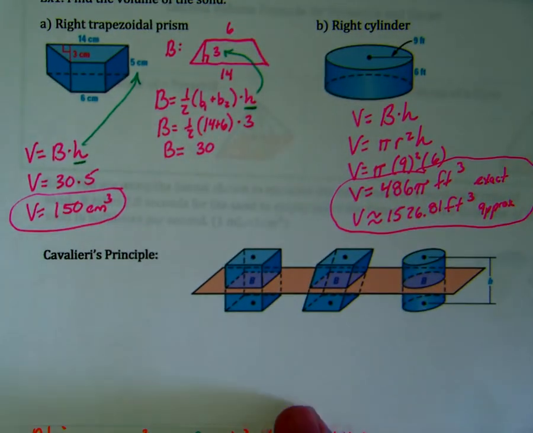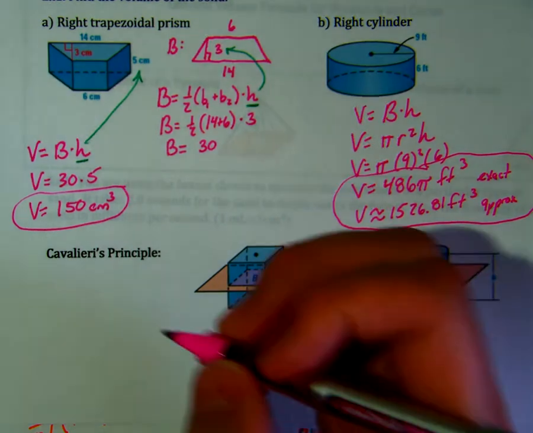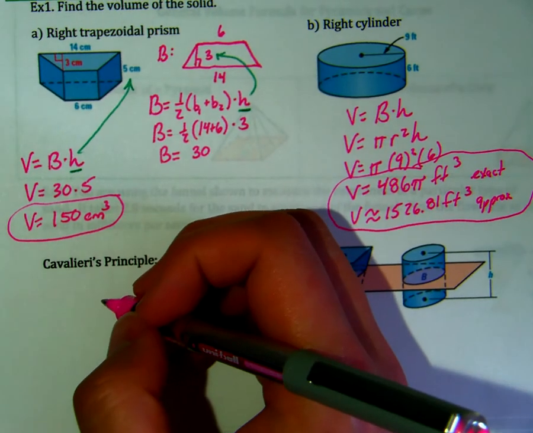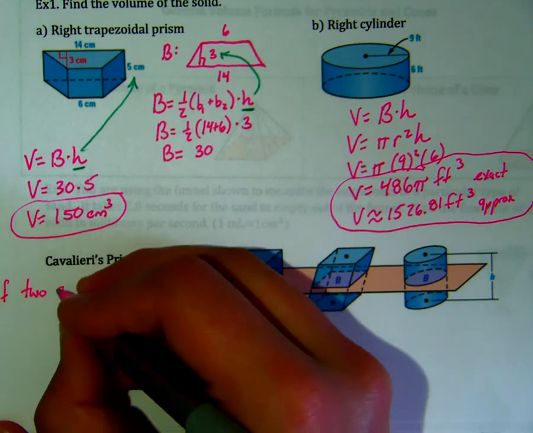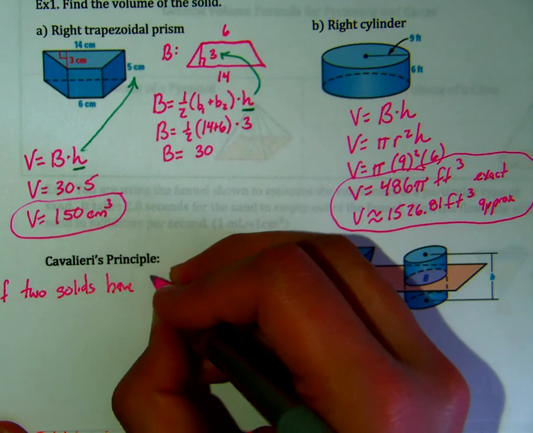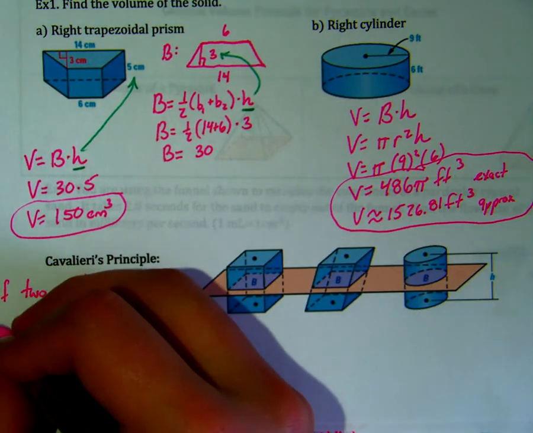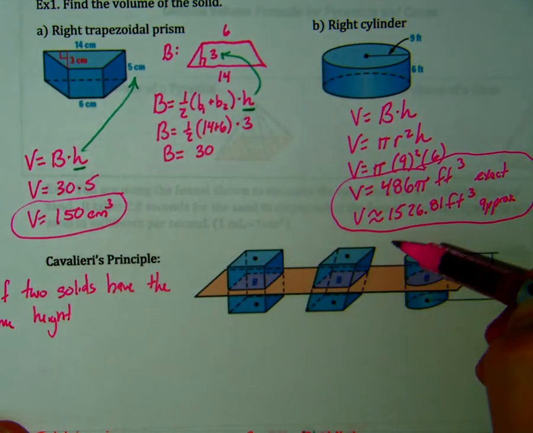Awesome. So a lot of this section shouldn't be too bad because it's all just formulas, plug and chug, nothing too bad. This is the one kind of weird part, and it is Cavalier's principle. I'll give you the definition of this, and then I'll talk about essentially what it means. So if two solids have a couple of different things in common. They have the same height. You see here, all these things have the same height.